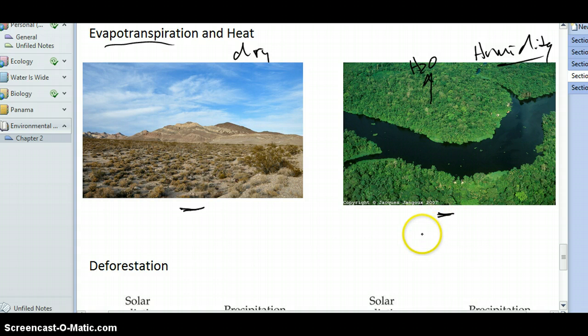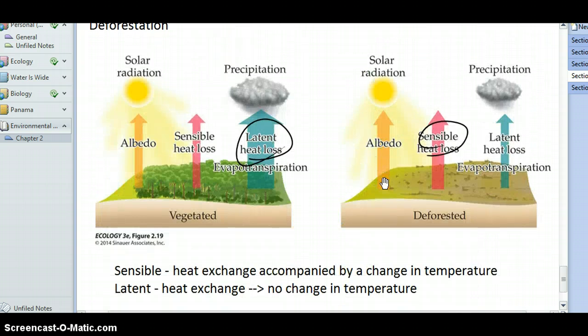In the tropics, the temperature in a typical day might range somewhere between basically the 70s to 90s, whereas in your desert it might go from the 60s well into the hundreds. And so the air temperature changes. And again, we see comparable things with vegetated areas and then after they're cleared.